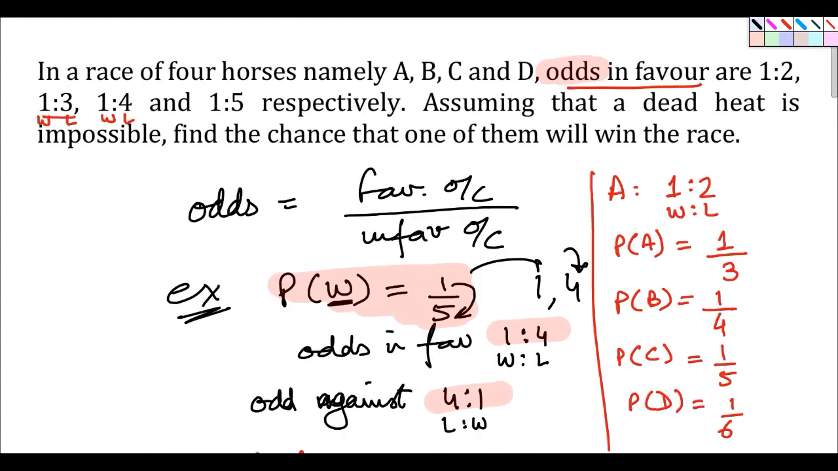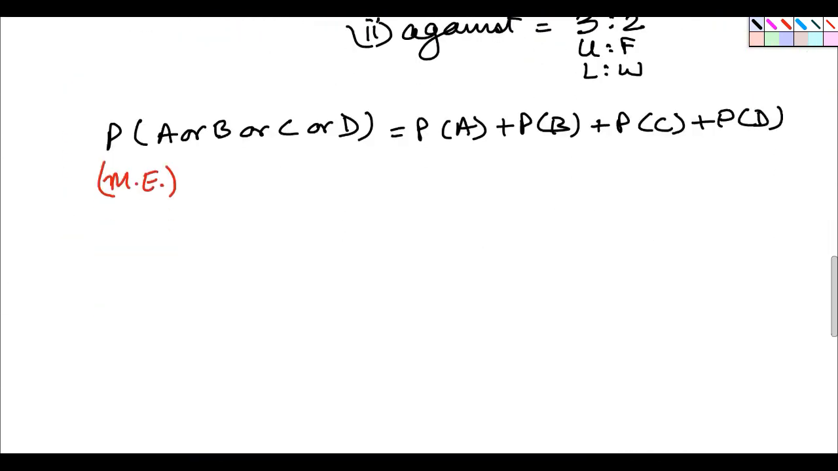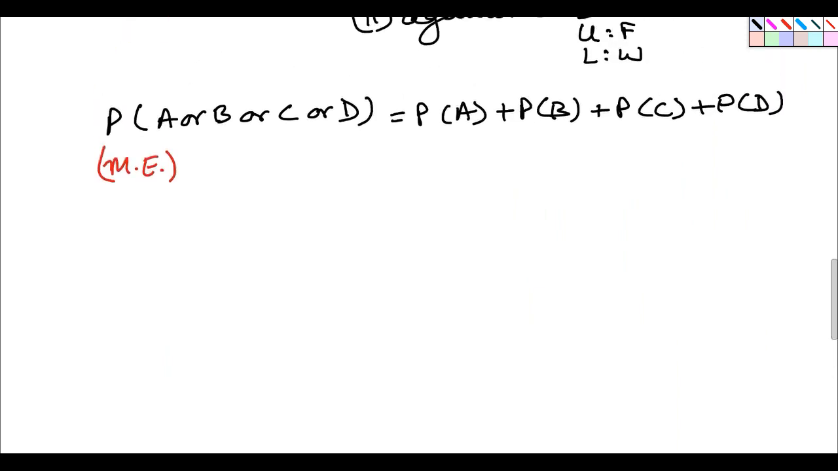So what is the probability of A? Here you see the odds are 1 is to 2, so it will be 1 upon 1 plus 2, that is 1 by 3. For B it is 1 is to 3, so it will be 1 upon 1 plus 3, that is 4. So the probability of A is 1 by 3, B is 1 by 4, C is 1 by 5 and D is 1 by 6. So these are our probabilities.